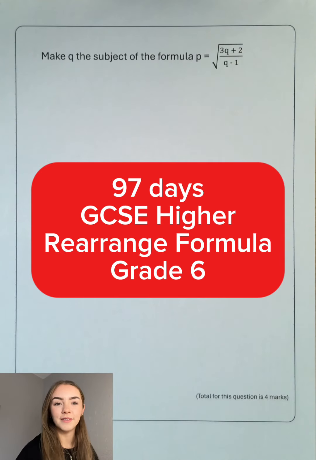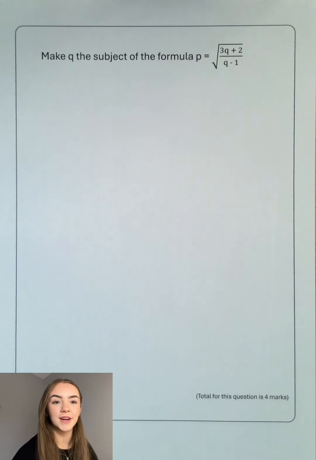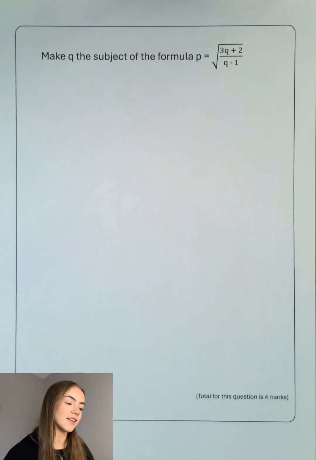97 days until GCSE Maths Paper 1. Pause the video, have a go at this question, and then we'll have a look at it together. Make Q the subject of the formula P equals the square root of (3Q plus 2) over (Q minus 1).